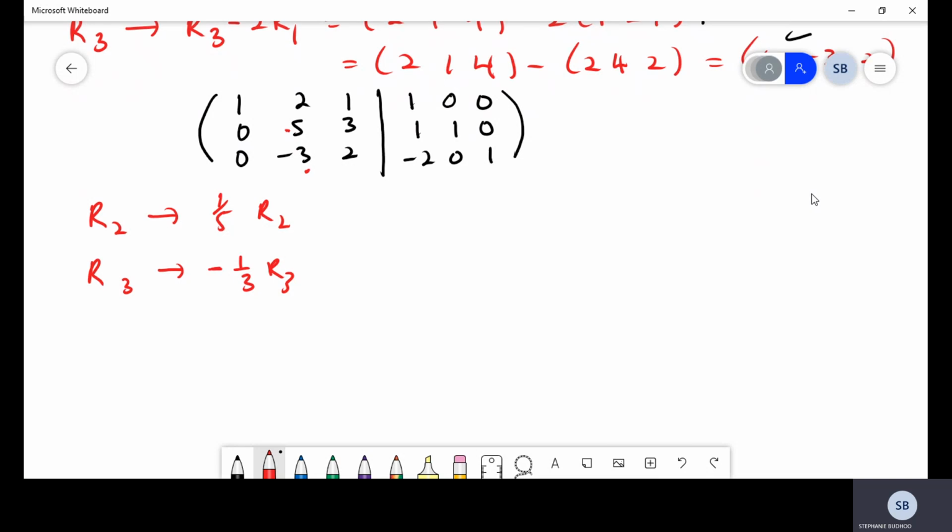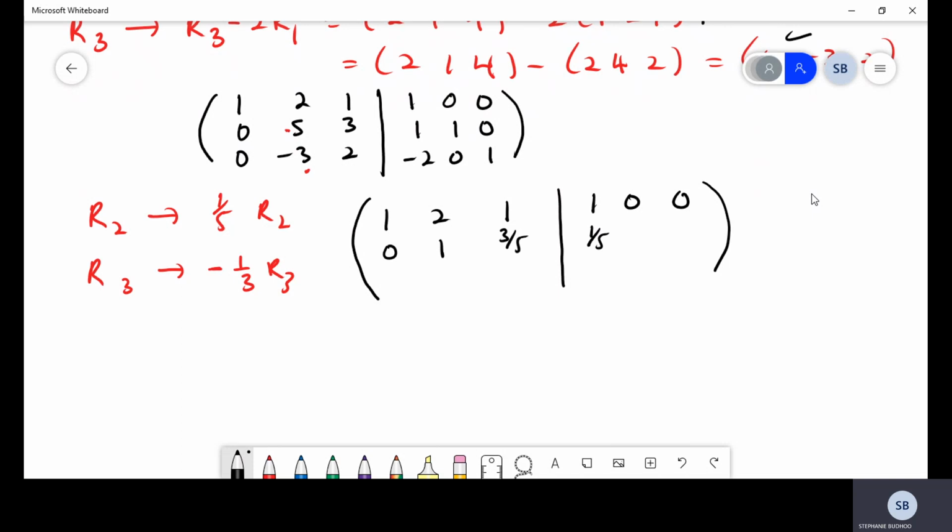In doing that, what we're going to end up getting is, so I'll write out my matrix here. Row 1 will remain as is because we are not performing any row reductions to affect the first row. Row 2 changes to 1/5 straight across. So that will give us 0, 1, 3/5, 1/5, 1/5, and 0.